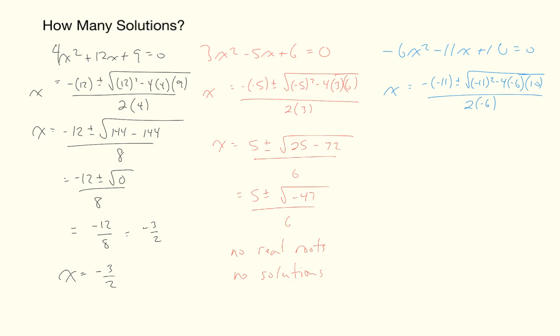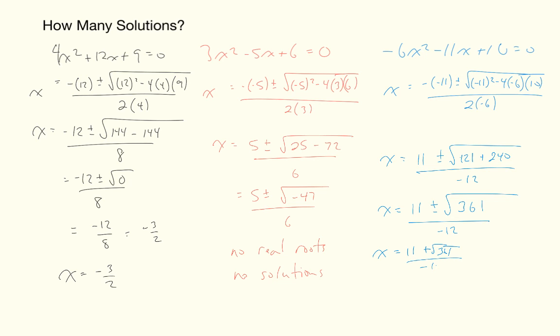In the last one, just quickly working through, x equals positive 11 plus and minus the square root of 121, which is negative 11 squared, minus 24 times 10, plus a negative and a negative will give me a plus, so that's 240 over negative 12, so x equals 11 plus and minus the square root of 361 over negative 12. I think my exact solutions are that x equals 11 plus root 361 over negative 12, and x equals 11 minus root 361 over negative 12.